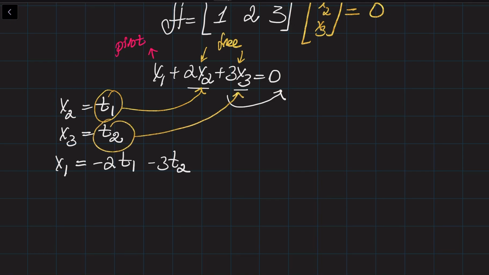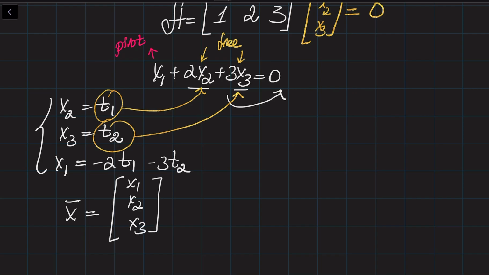So instead of just having one equation, I've got three equations. Again, I would like to write down that the vector x is going to have three components, x1, x2, and x3. This is what I'm looking for. x1 is equal to minus 2t1 minus 3t2, x2 is equal to t1, and x3 is equal to t2.